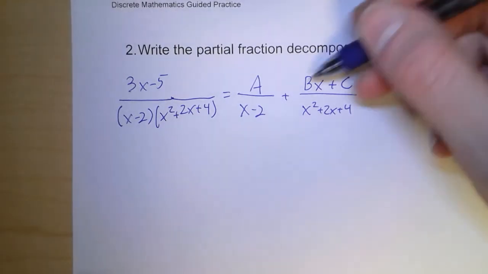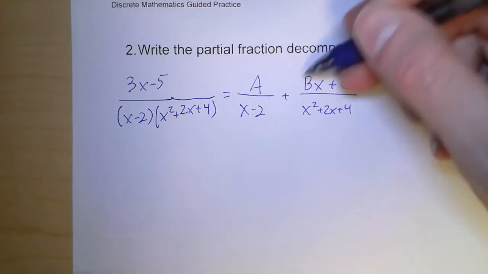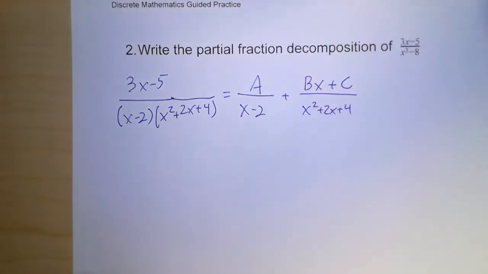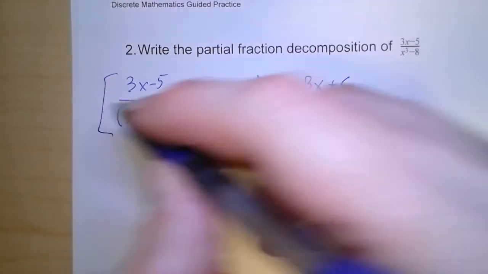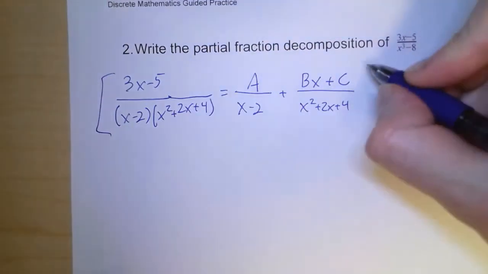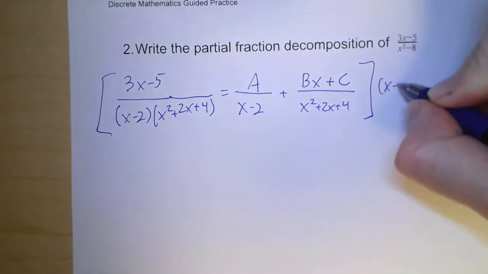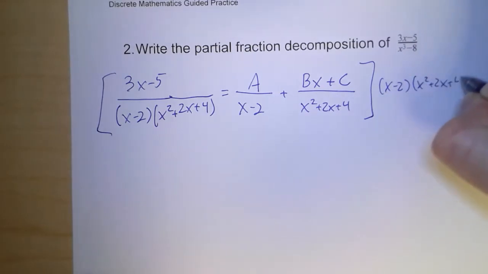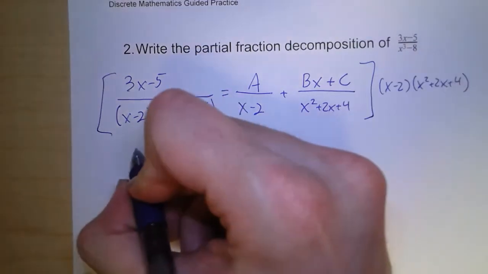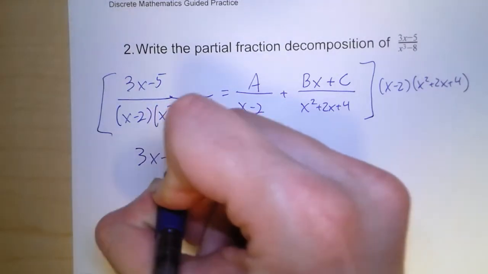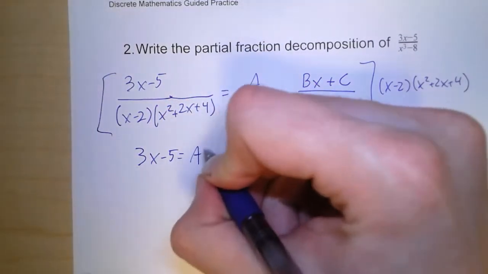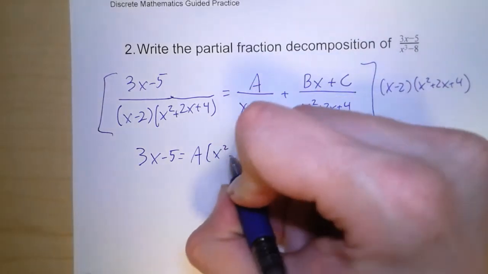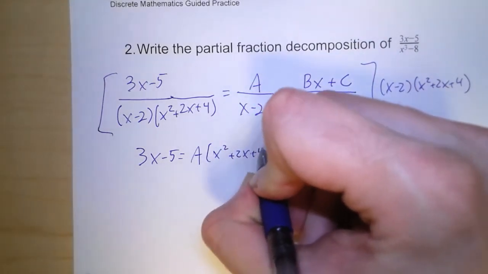So that's why we have bx plus c. That's a linear function, a degree 1, whereas a is just a number. That's degree 0. So now we're going to multiply by x minus 2 times x squared plus 2x plus 4. So on the left, we're going to be left with 3x minus 5, and that equals a times, and we're going to be multiplying x squared plus 2x plus 4.